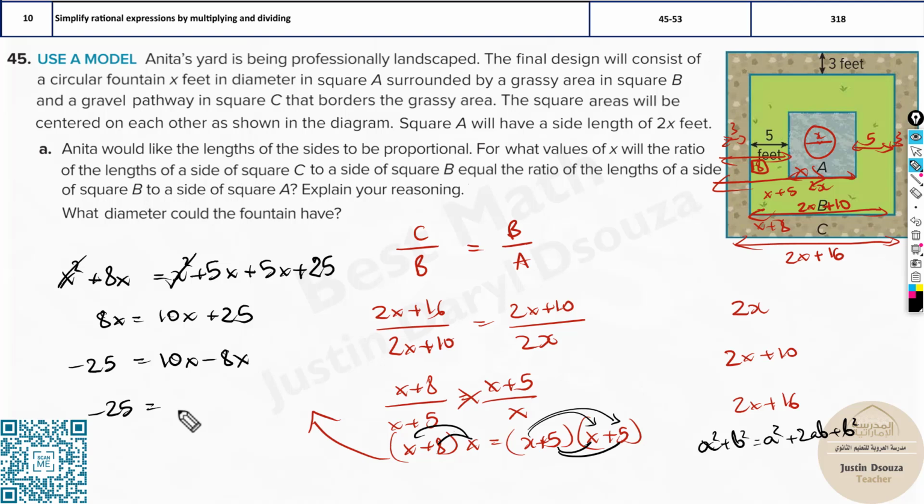Minus 25 is equal to 2x, and dividing both sides by 2, I'll get negative 12.5 equals x. Does this make sense? Absolutely not. The diameter cannot be x equals minus 12.5, so this is not possible. These ratios are just not possible here. So it's practically not possible, and that would be the answer.